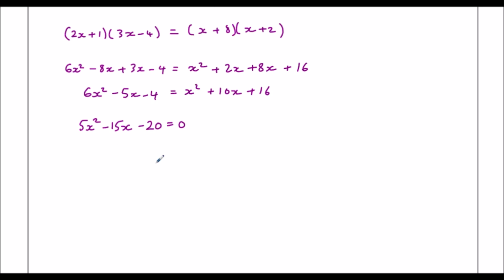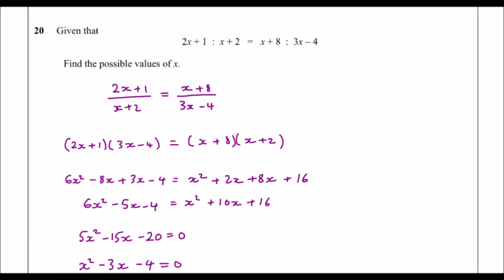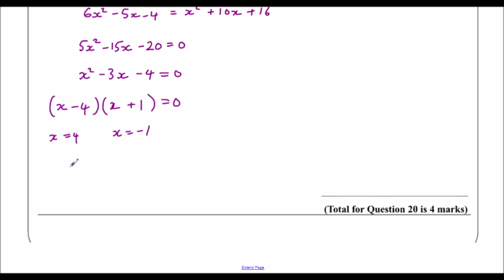Now all of these numbers are in the 5 times table. So let's divide through by 5. So x squared minus 3x minus 4 equals 0. And to solve a quadratic, we're going to factorize. We could always use the quadratic formula, but we haven't got a calculator. So the easiest way is to factorize. So what multiplies to make negative 4, and adds to make negative 3, it's 4 and 1. It's going to be negative 4 and plus 1. So x is 4 or x is negative 1. We want the possible values of x, so we want both answers.